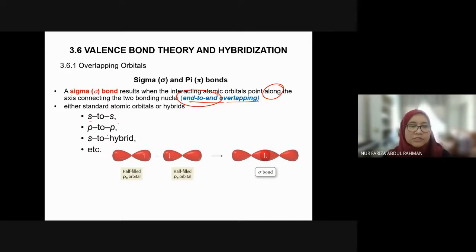So sigma is the most common bond formed. Normally it is the first bond formed between two atoms. And they overlap end to end. For example, this is P orbital, this is also P, so when they come closer, they will overlap.